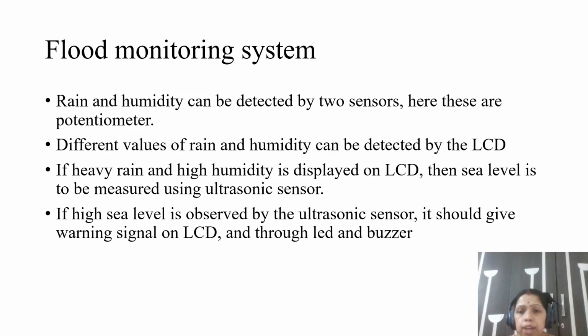And apart from that, we can measure the sea level. For humidity and rain, there are two sensors. By using those sensors, we can measure the rain level and the humidity level, right? And how can you measure the sea level? We can put an ultrasonic sensor near the sea, and if the sea level crosses a certain limit, then a warning signal will be given. Based on this, we can implement it, right?